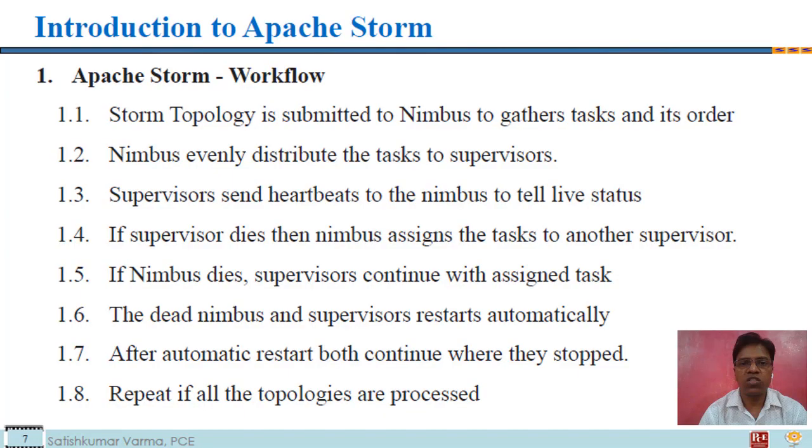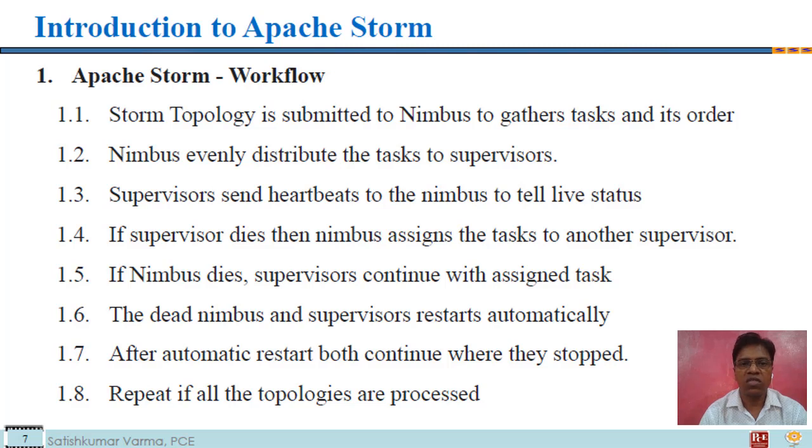Apache Zookeeper is used for coordination between the Nimbus and the supervisors. The workflow of Apache Storm is as follows. The Storm topology is submitted to Nimbus. Nimbus processes the topology and gathers all the tasks and the order in which the tasks are to be executed. Nimbus evenly distributes the tasks to all the available supervisors. At a certain interval, all supervisors send heartbeats to the Nimbus to inform it that they are still alive. If a supervisor dies and does not send a heartbeat to the Nimbus, then the Nimbus assigns the task to another supervisor. If Nimbus dies, supervisors continue working on already assigned tasks without any issue.